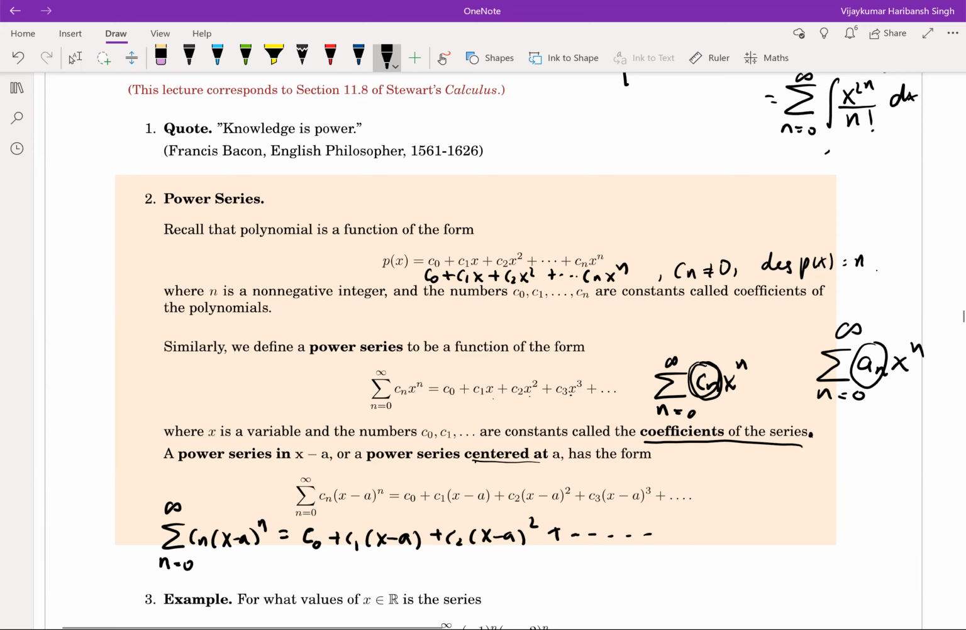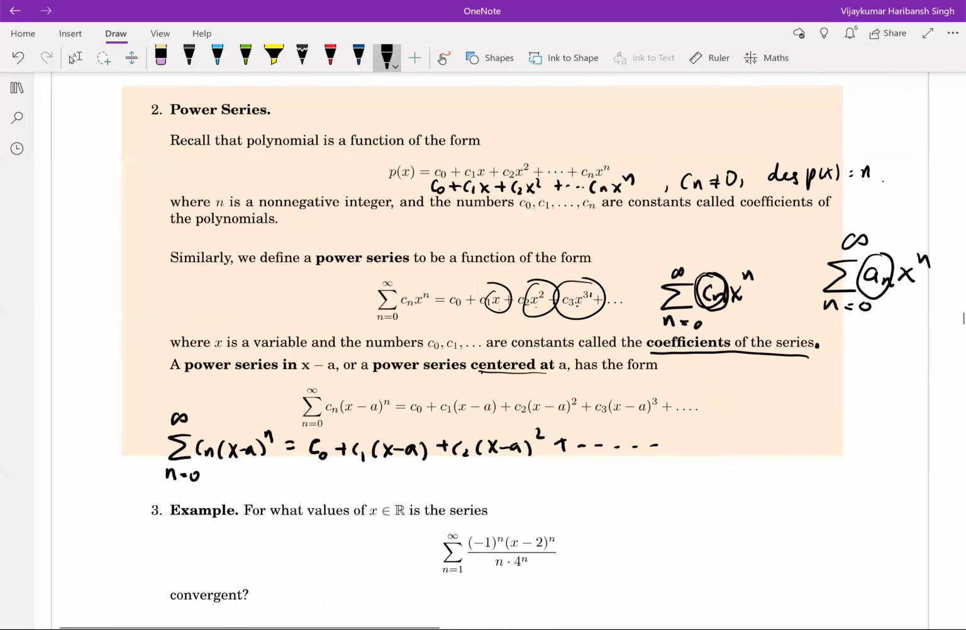All right. We'll see later why centering a power series around a point is more sensible than just looking at these power series. It gives you a better estimate of the things. Okay, so we'll come to that.